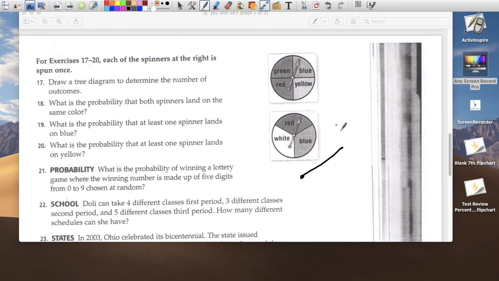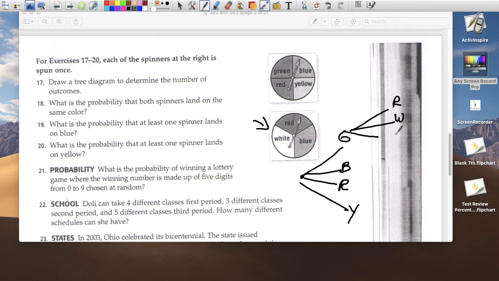On the first spinner, you can get a green, or a blue, or a red, or a yellow. That's what can happen on the first spin. And if you get a green and you spin the second one, the bottom one, 3 things can happen. You could get green and red, green and white, green and blue. And likewise, you could have gotten a blue on the first spinner, and then with the second spinner you're going to get either red, or white, or blue.